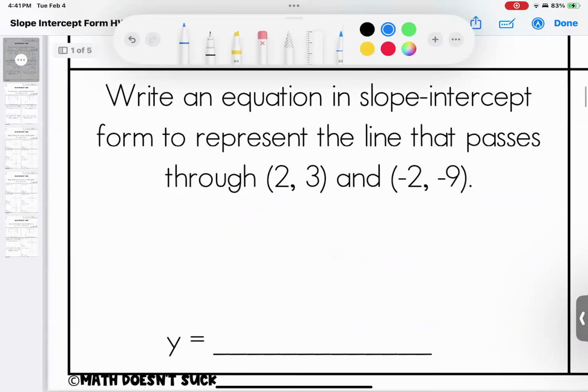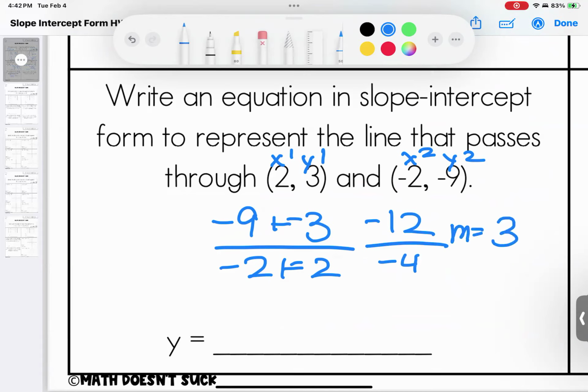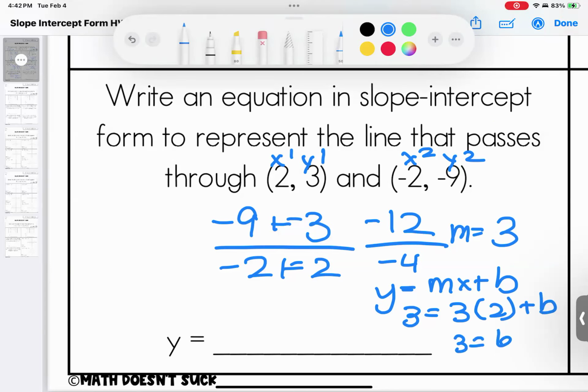Coming down here, x1, y1, x2, y2. -9 minus 3 over -2 minus 2. Keep change. We have -12 over -4. Goes down to 3 for our m. Y equals mx plus b, where our y is 3, our m is 3, and our x is 2. 3 is equal to 6 plus b, minus 6. B is equal to -3. Y equals mx plus b.